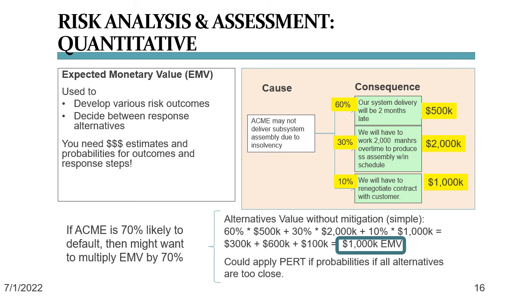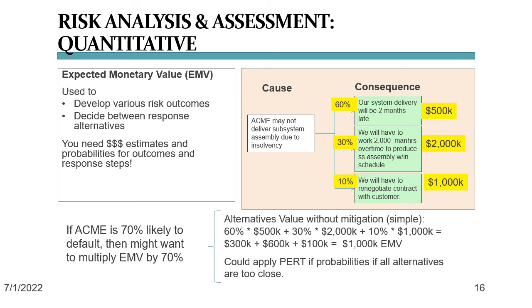Now note, this result of $1 million is the EMV for the straight risk, with all its consequences and the probability of having to spend a certain amount of money on them if they occur. If the risk itself is going to happen at only 70%, then we might want to multiply the EMV by 70% as well, and factorize it that way.